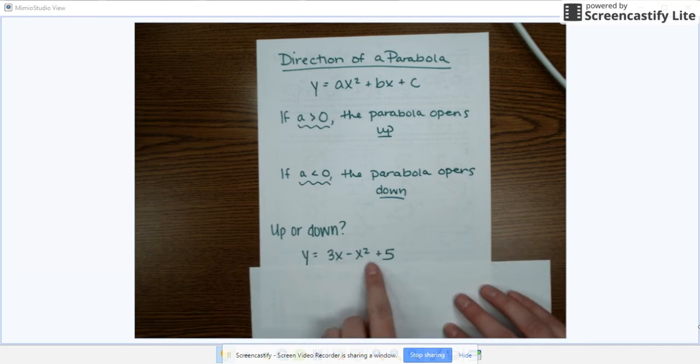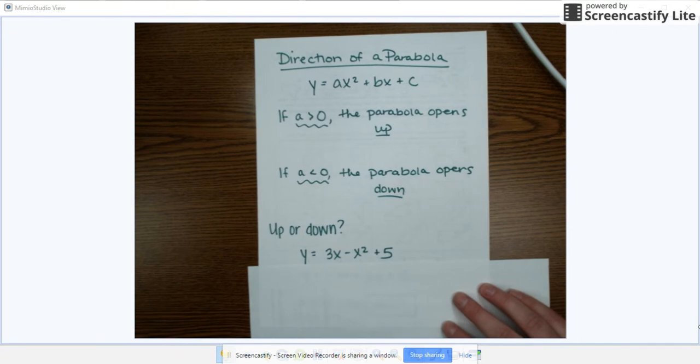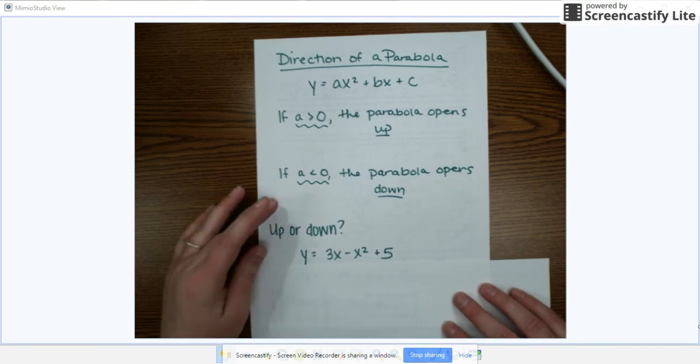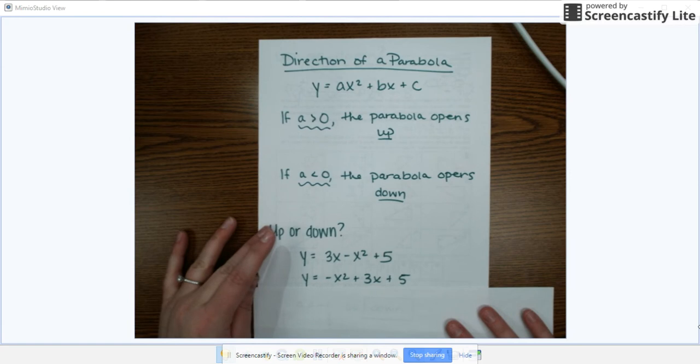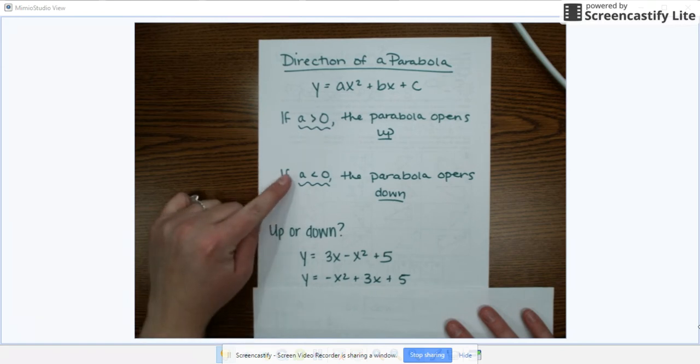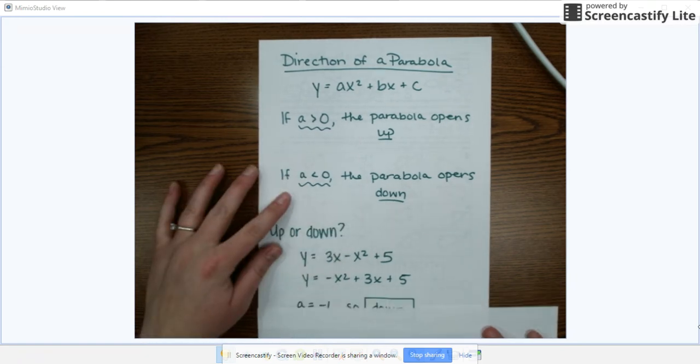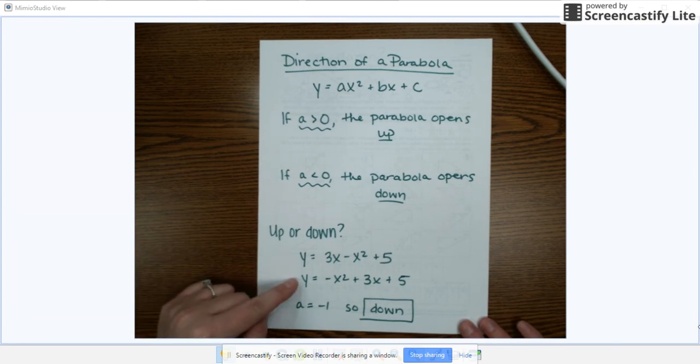Is this function going to open up or down? Will it be a parabola opening up or down? Well, we need to write it in standard form. When you rewrite it, you get negative x squared plus 3x plus 5. Our a value is negative 1. So up here, a negative value tells us it will open down. So this parabola will open down.